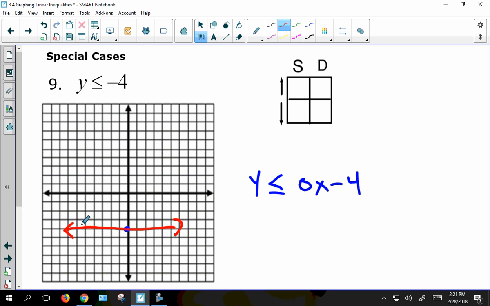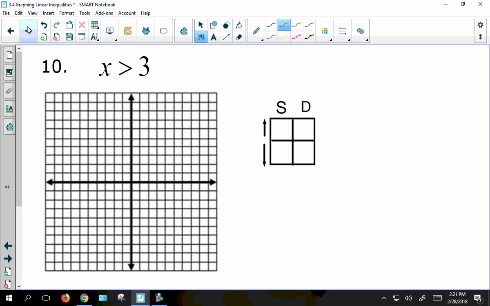Put my arrows. Now, it's less than, and it's solid. Less than goes here. It's not eating the y. Where do I shade? Below. Okay? One more. Now we have an x. We don't have a y. We have an x. What kind of line is this?